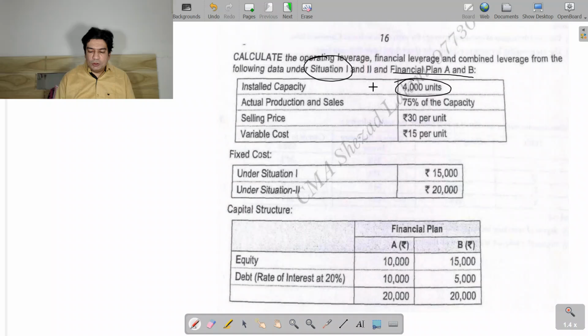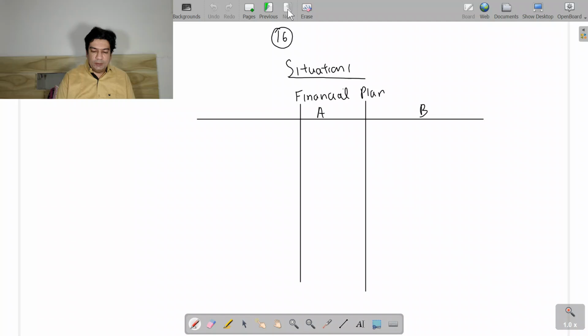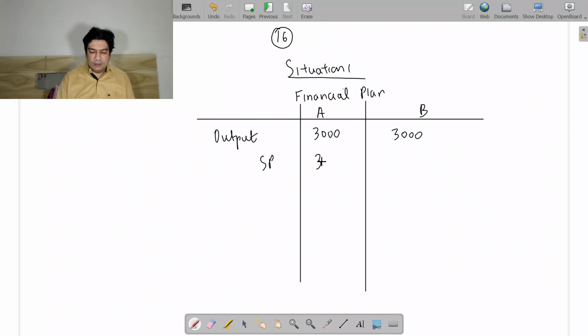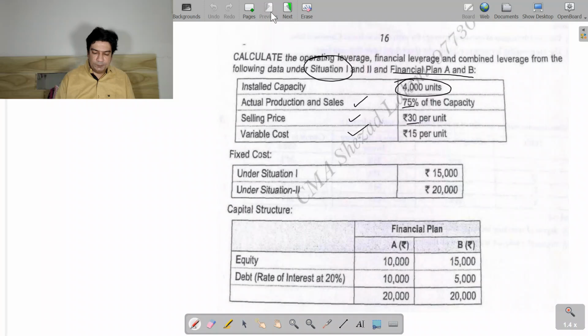So you have an installed capacity of 4000 units. In other words, you are able to manufacture 4000 units, but our actual production is just 75%. So our output is 4000 into 75%, that is 3000 units. This is our output. Now the selling price is 30 and the variable cost is 15. So all the data I am writing it down.